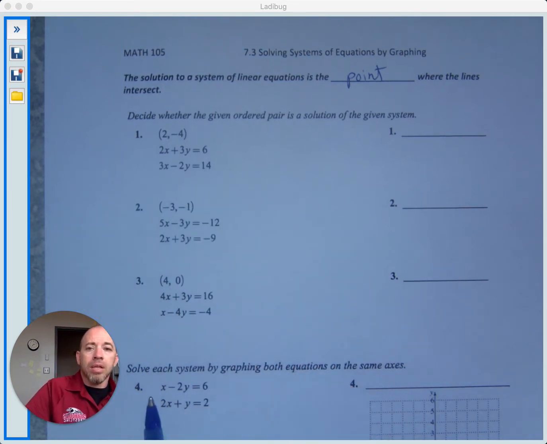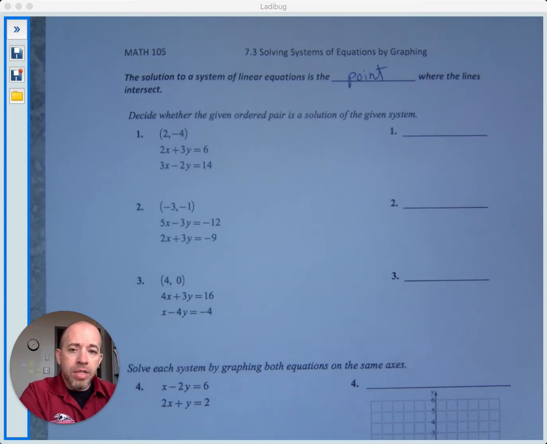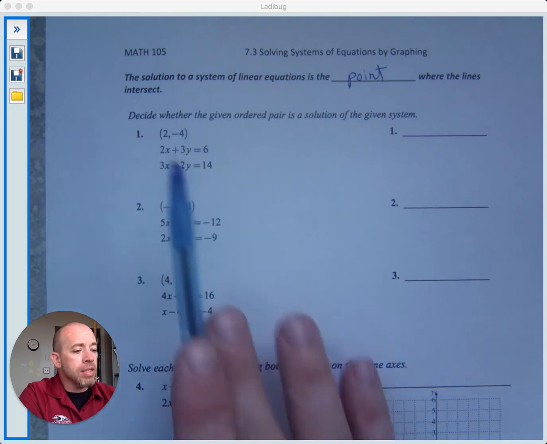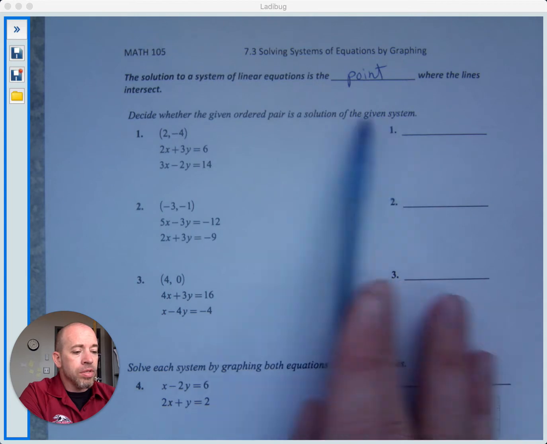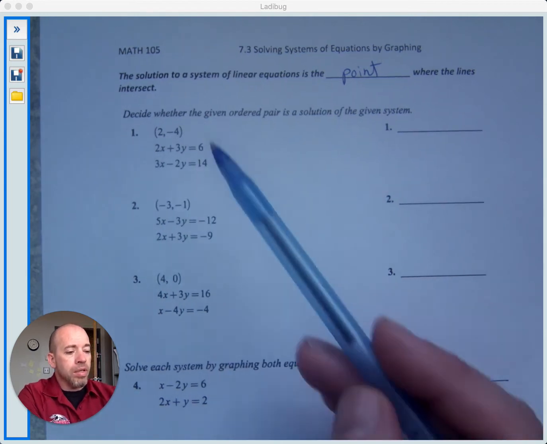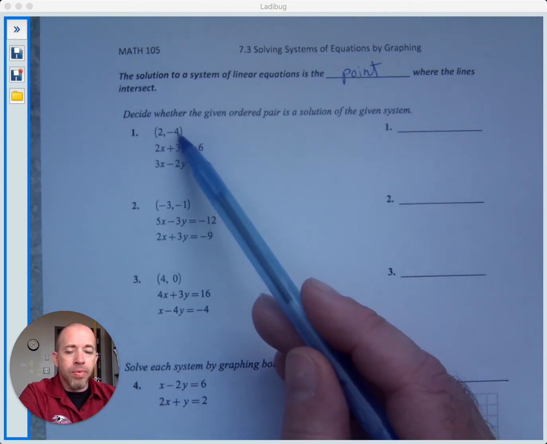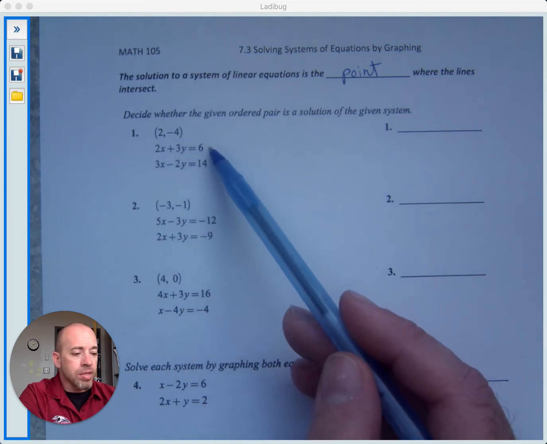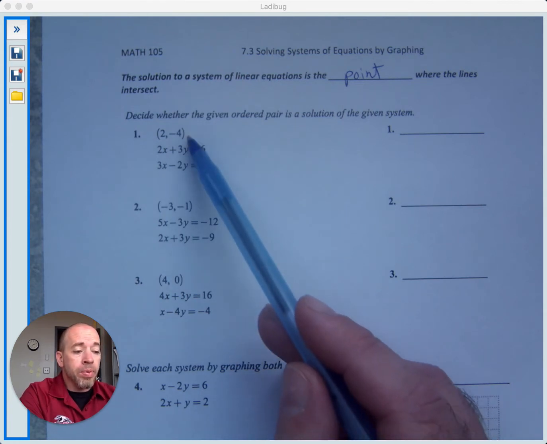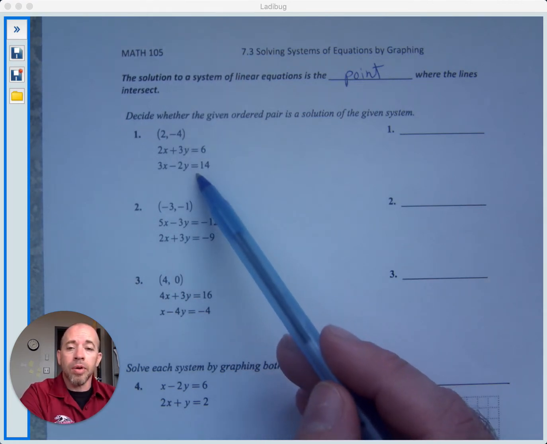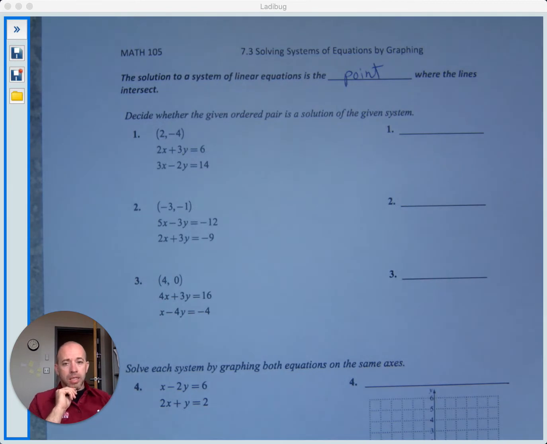Okay? So the first thing we're going to do in this section is just to verify or see if a point is a solution to a system. So we're asked to decide if the given ordered pair or the given point is a solution to the system. So in this first example, is the point 2, -4 a solution to this system of equations? Well, to see, we need to plug the point into both equations to make sure it works in both. And if it does, then it is a solution to that system. So I'm just going to do that.